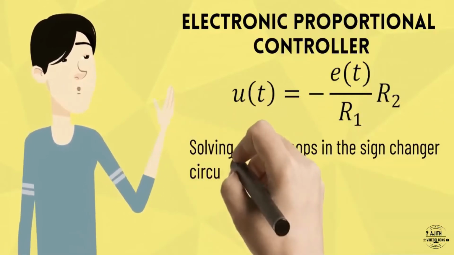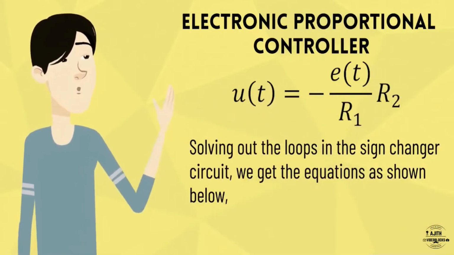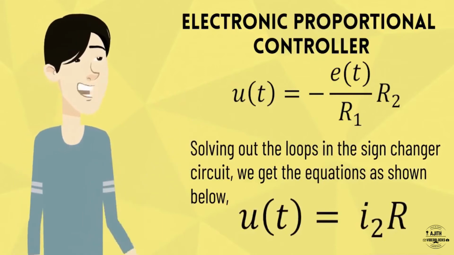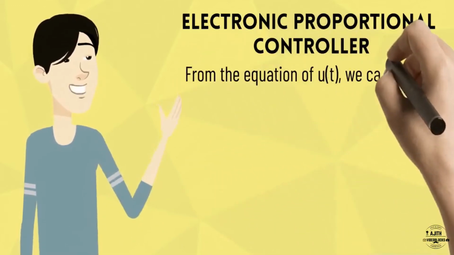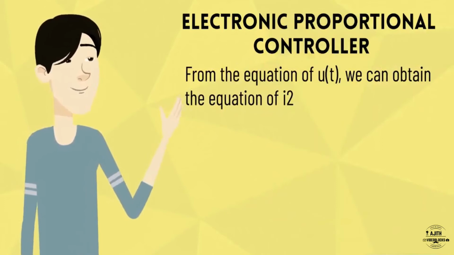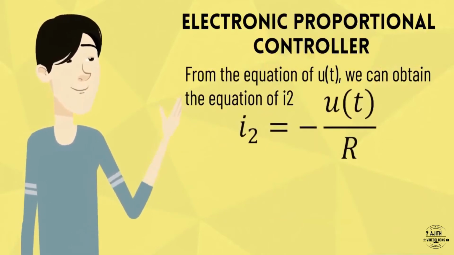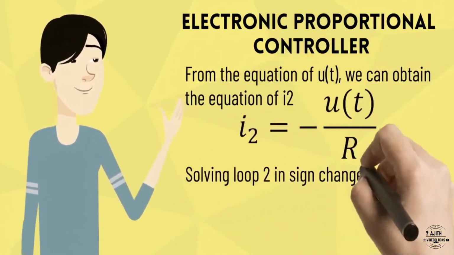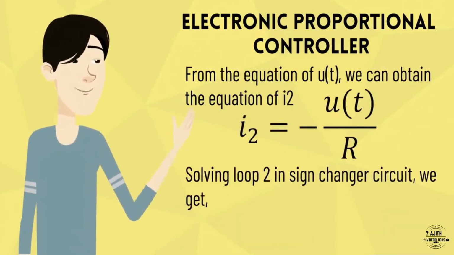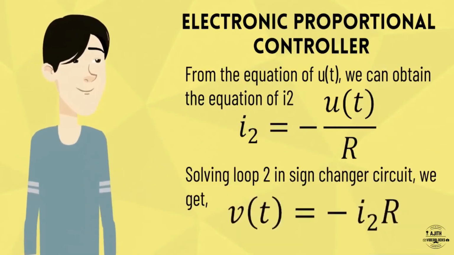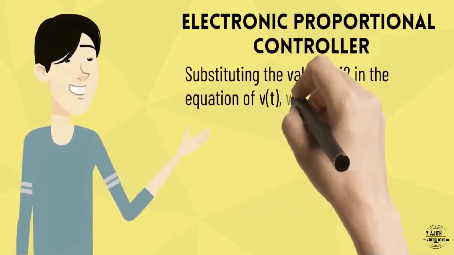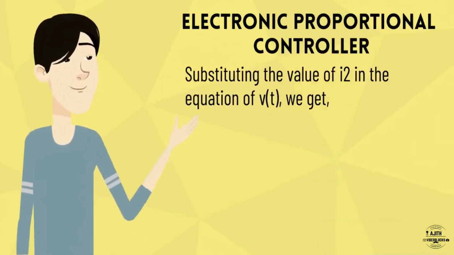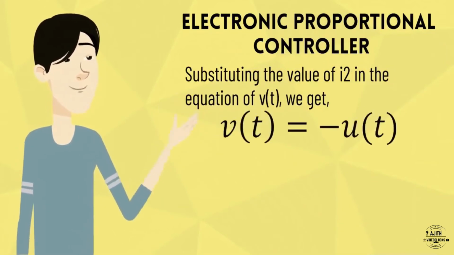Solving out the loops in the sign changer circuit, we get U of t is equal to current I2 into R. From the above equation, we can obtain the value of I2 as shown below. Solving the loop 2 in sign changer circuit, we get the value of V of t as shown below. Substituting the value of current I2 in the equation of V of t, we get the equation V of t is equal to minus U of t.